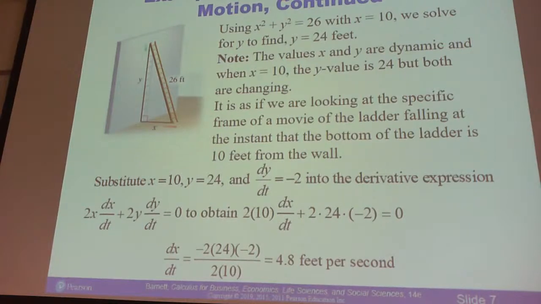What you should take away from this is we're using derivatives, the rate of change, how something changes. This is another application. All right?